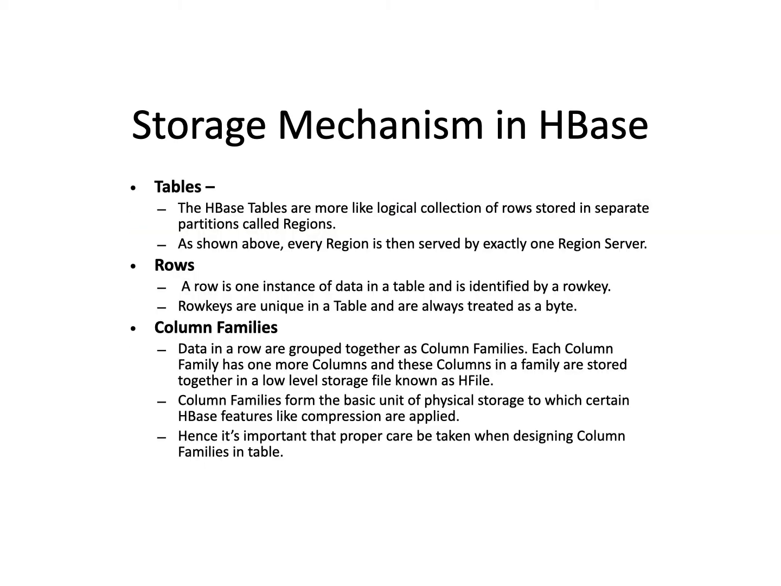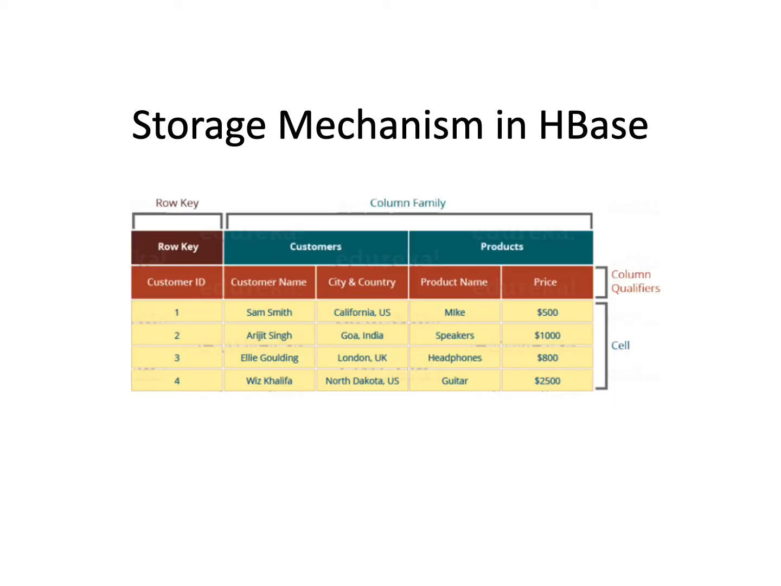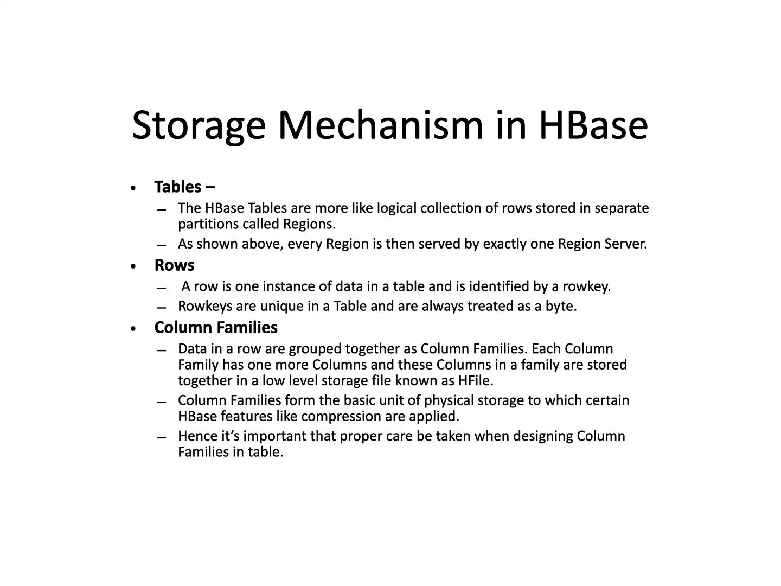The table consists of rows, and a row is an instance of data in the table, identified by the row key. We can see here, for some instance of data, the row key. Each row has a row key, and these row keys are unique in the table and are always treated as a byte array.